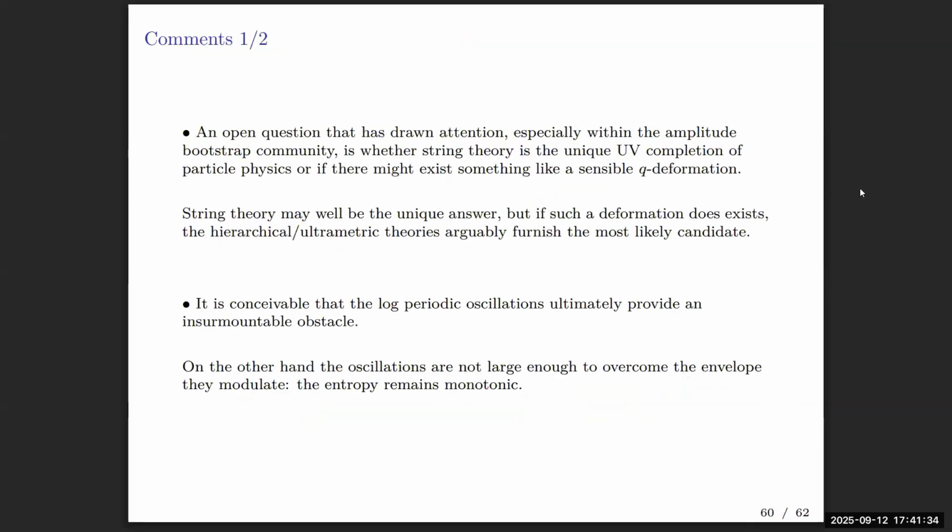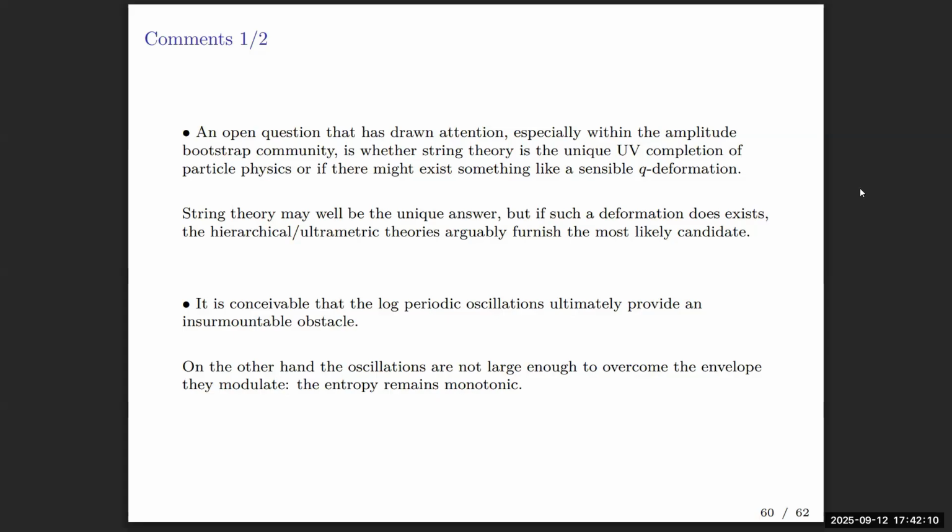So my comments are here. Let me mention that my own background sometimes is I've also worked quite a lot in this sort of S matrix bootstrap community. And there, a big question people often ask is if there exists some kind of Q deformation of string theory or string theory amplitude. So people were trying to find Q deformations of the Veneziano amplitude. And string theory might very well be the unique answer, but if there really is this kind of Q deformation, then I think arguably this kind of behavior we've seen, where you get the exponential behavior and the degeneracy, would be the most likely candidate.